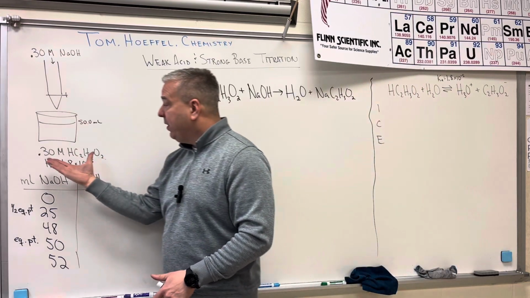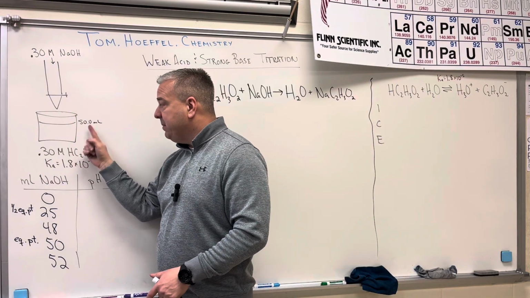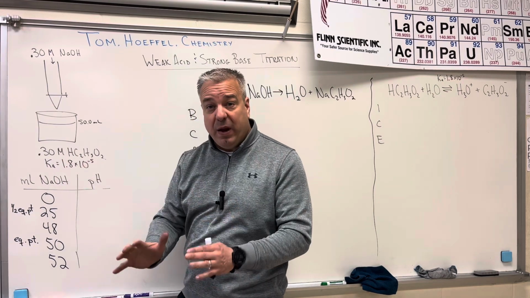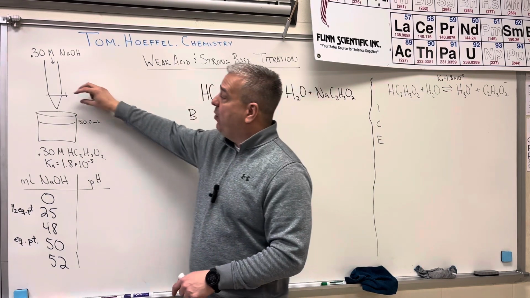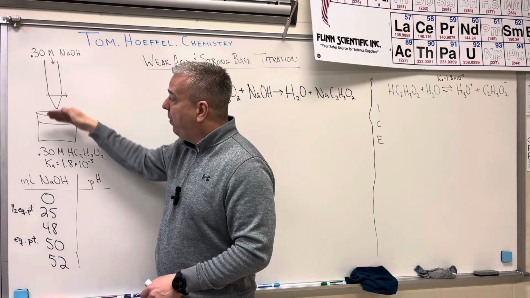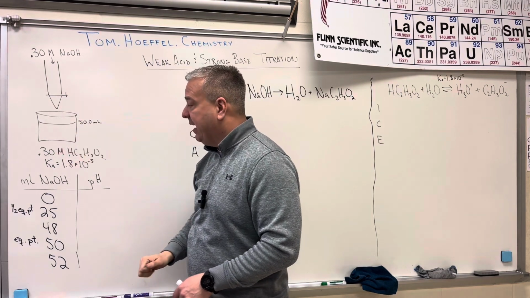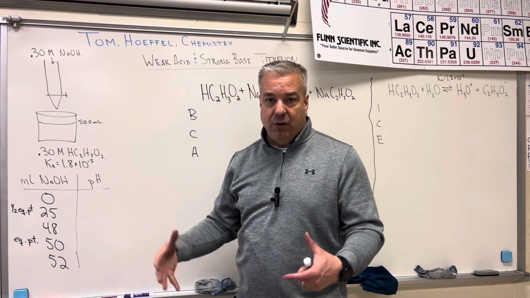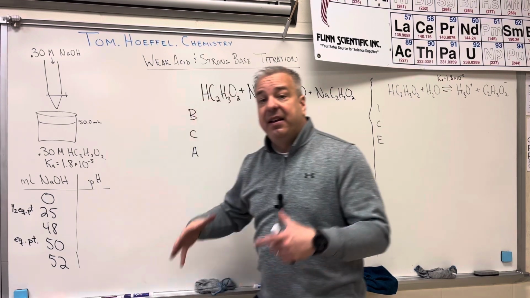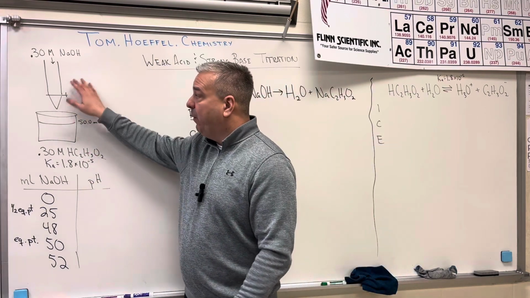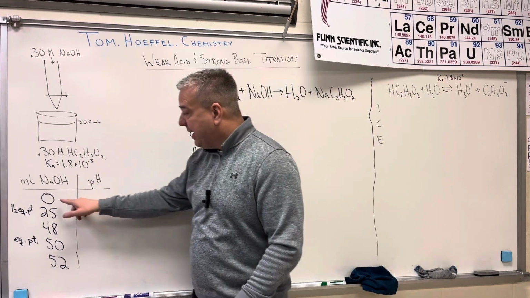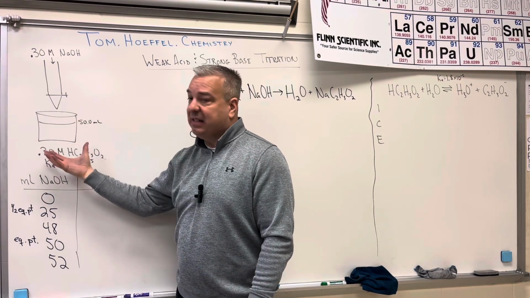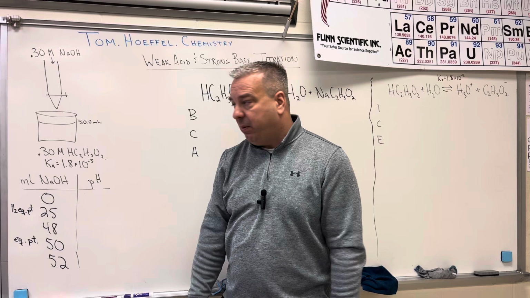Well, we're going to take a beaker that has 50 milliliters of 0.3 molar acetic acid, which is a weak acid. And we're going to open up this burette and pour in some sodium hydroxide and calculate the pH at different amounts of sodium hydroxide being added. Now, the first problem is before any sodium hydroxide's been added. So at 0 milliliters, what's the pH inside this beaker even before we begin?